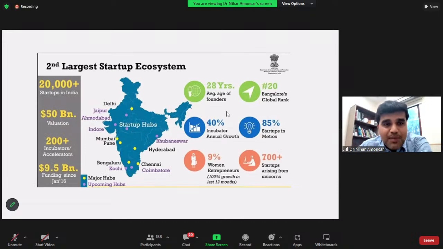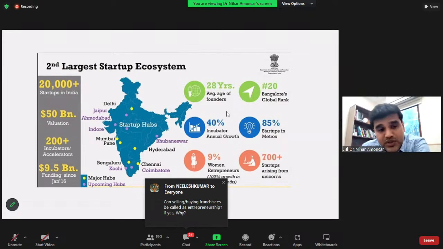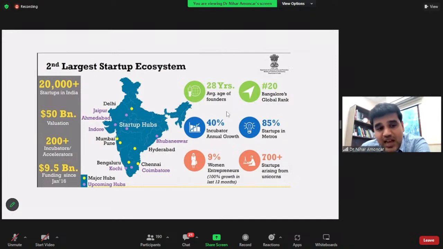So let's look at what has happened in India in the last 10 to 15 years. We have developed the second largest startup ecosystem in the world, right? The average age of the founders is 28. That means they are very young people like yourselves. Very encouraging to see that 9% of them are women entrepreneurs. This percentage has gone up 100% in the last 1 year. You can see that the $50 billion valuation is something that we already have for the startups. 20,000 plus startups that we have. There are 200 plus incubators, including the one that we have at IMT Ghaziabad, that contribute to the startup ecosystem in terms of mentoring and nurturing entrepreneurs at their startup stage. And they have received over $9.5 billion in funding since January 2016.